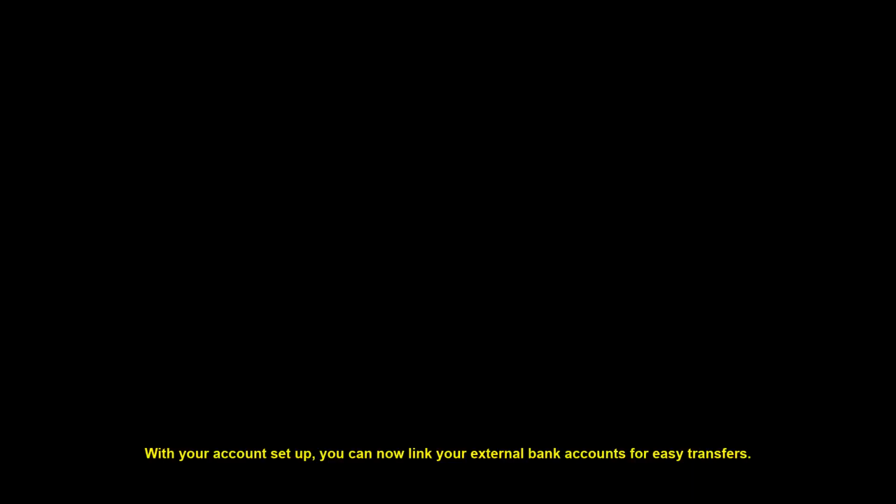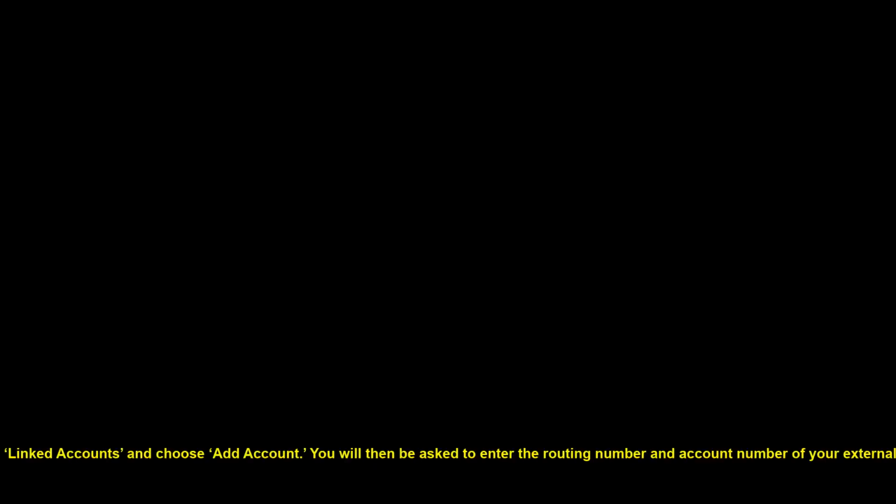With your account set up, you can now link your external bank accounts for easy transfers. To link an external account, navigate to the Settings section of the app. Select Linked Accounts and choose Add Account. You will then be asked to enter the routing number and account number of your external bank.